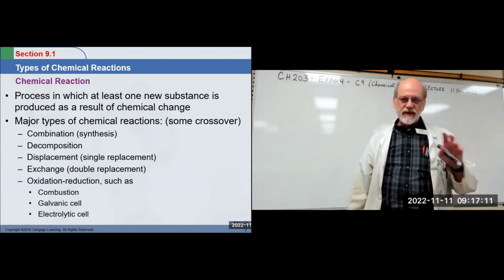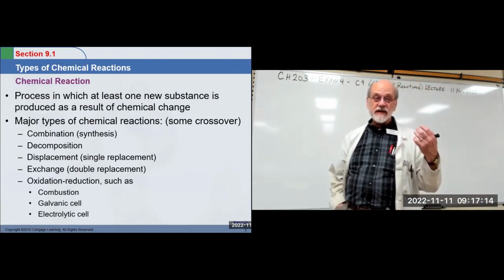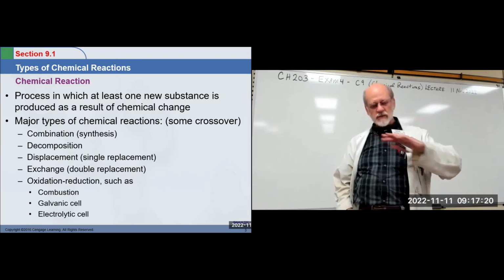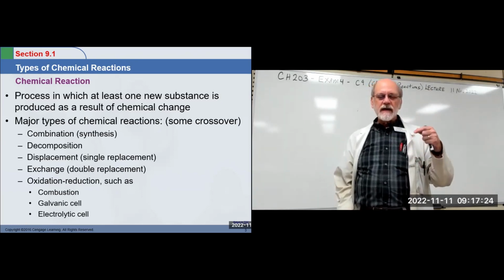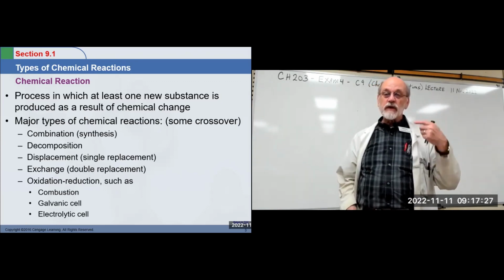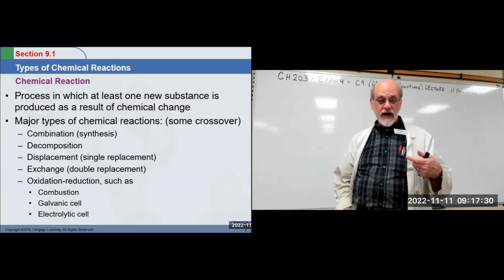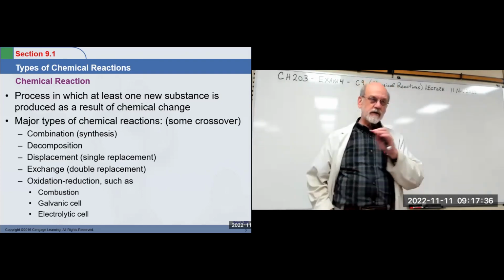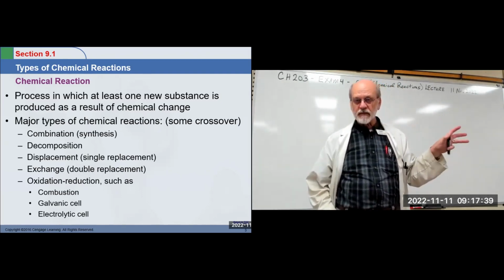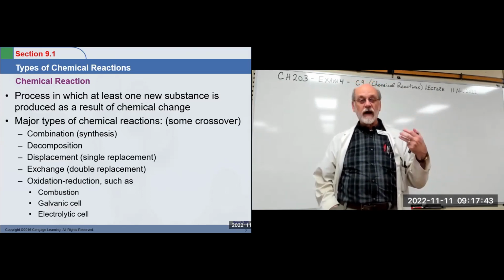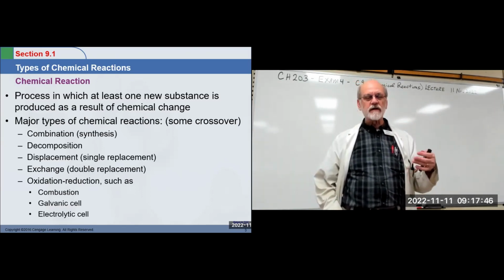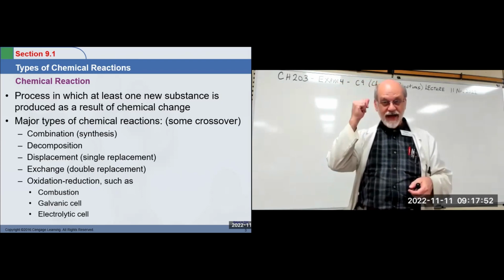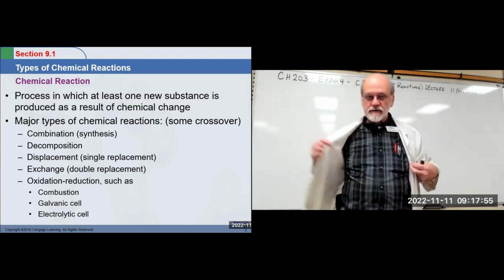Just to beat a dead horse, a chemical reaction is a process in which at least one new substance is produced as a result of the reaction. You could start off with just one substance and end up with a new substance. Or you could start off with one and end up with 2 or 3 or 4, like nitroglycerin, right? If you set off nitroglycerin, you get about 4 different gases. And it happens like that, which is why nitroglycerin is a good explosive.